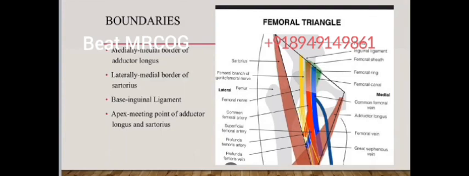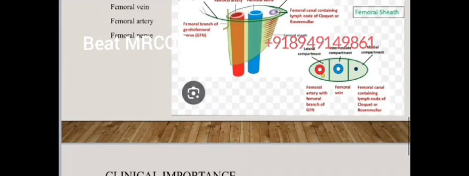also known as the deep fascia of the thigh. Can anybody also tell me any other modification of the fascia lata, which is known as the tensor fascia lata muscle? As we have read, the contents consist of the femoral vein, artery, and nerve. But you have to remember that inside the femoral sheath there are only three structures: the femoral canal containing the lymph node of Cloquet or Rosenmuller, the femoral vein, and the femoral artery, but not the femoral nerve.